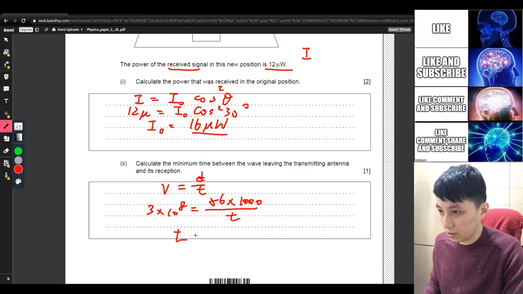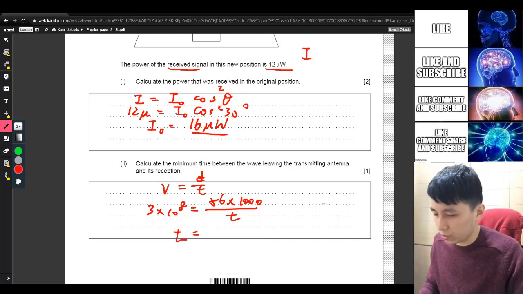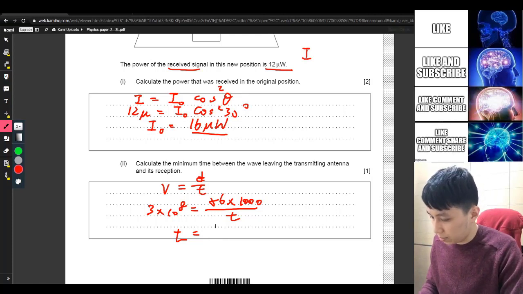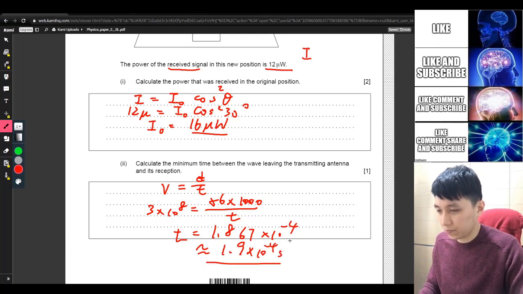over time t. I guess just one way, not a return trip. So just calculating this, the answer would be 1.867. I guess we will take 2 sig fig, times 10 to the power of -4, so 1.9 times 10 to the -4 seconds.